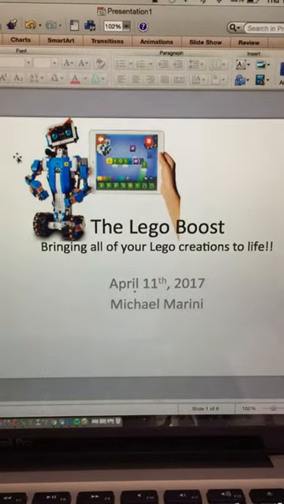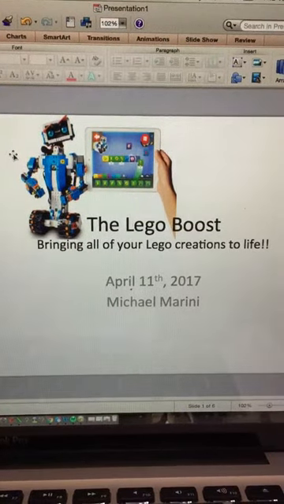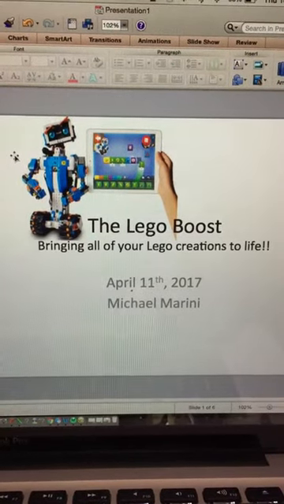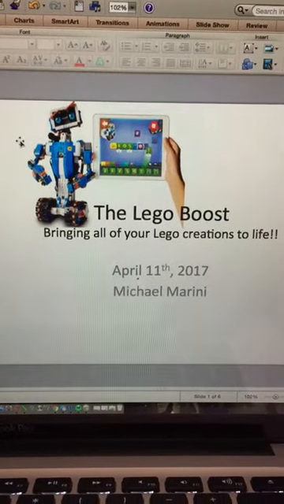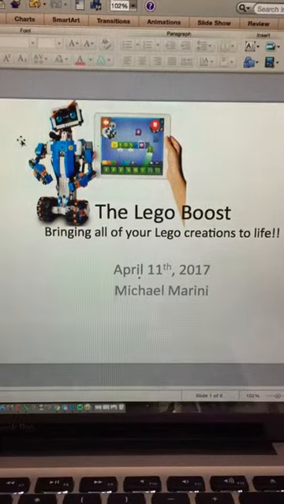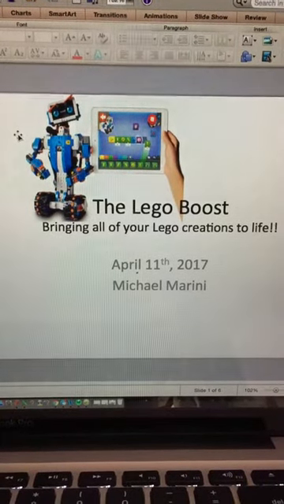Today we'll be talking about LEGO's newest creation, the LEGO Boost. Something that LEGO was overdue on coming out with, the LEGO Boost gives you the power to make any and all of your LEGO creations come to life.